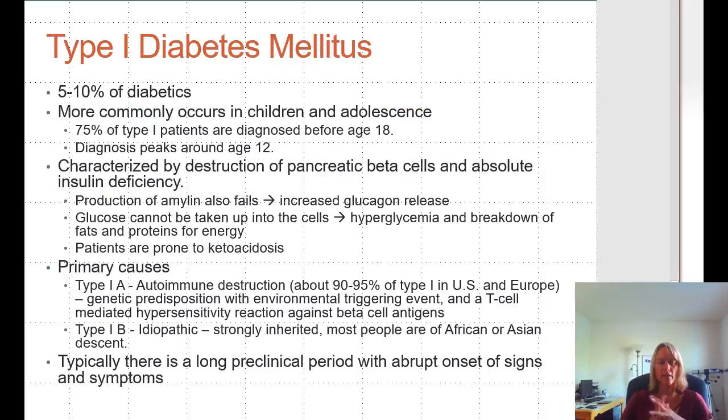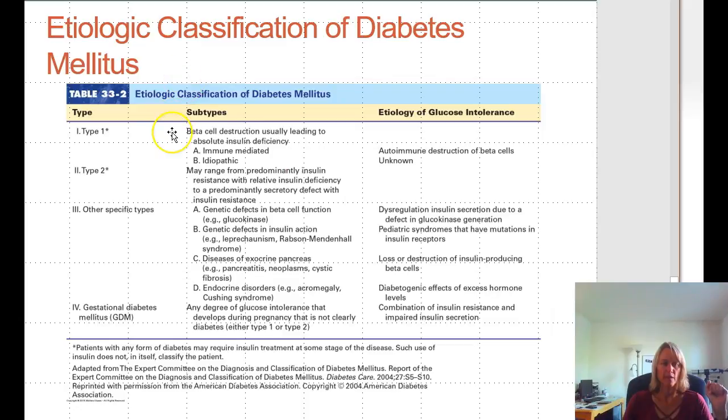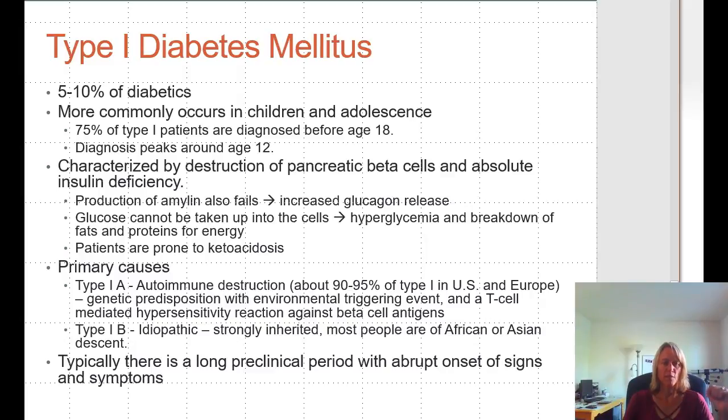Okay, now we're going to look at diabetes mellitus. There are different types of diabetes. I should go back to this other slide. You can look at some of the classifications by etiology. The first one we're going to look at is type 1. Type 1 only makes up about 5 to 10% of diabetics, and its onset more commonly occurs in children and adolescents. About 75% of type 1 patients get diagnosed before the age of 18.